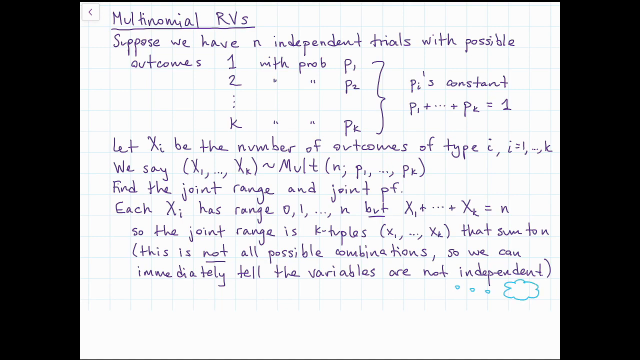Think about that for a second. It seems a little bit weird. We've said that the trials are independent, but the variables are not. Now think about, if we knew that one variable was very close to n, that means a lot of the outcomes were one particular type. Of course, that tells us something about how many outcomes there could be of all the other types. So even though the trials are independent, the variables are not.